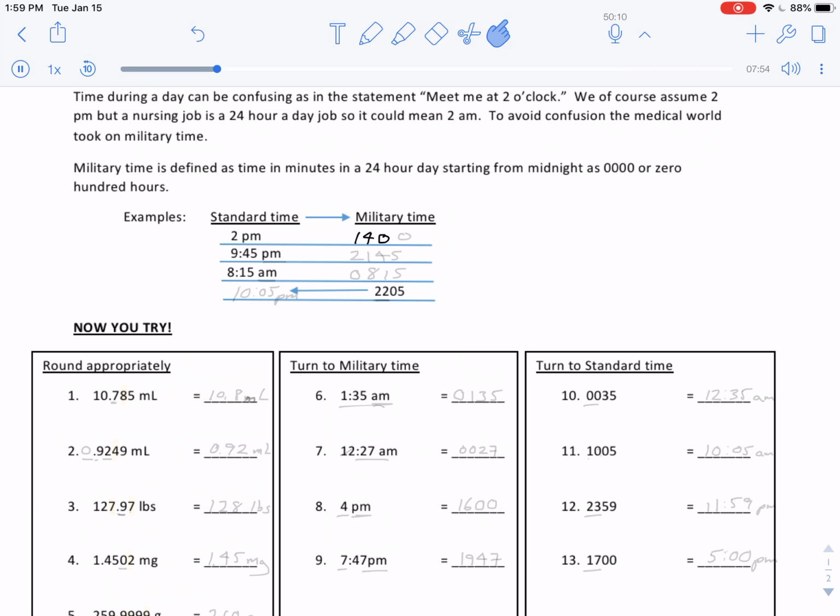Let's meet at 1400, and that would be less confusing because there's no 2 p.m. or 2 a.m. Which one is it? I don't know. Come to work at 1400. So in the nursing department, they use military time. So let's do it again on the next one.